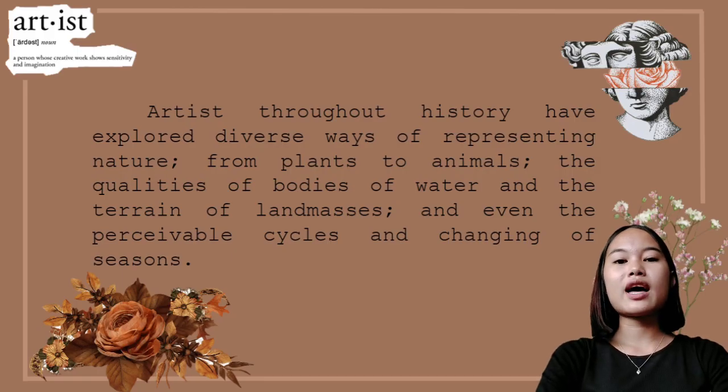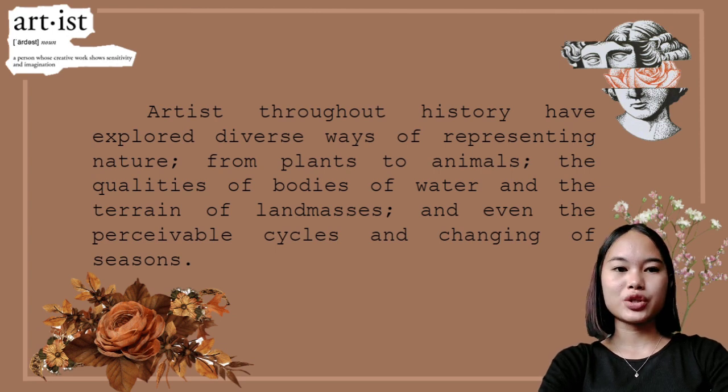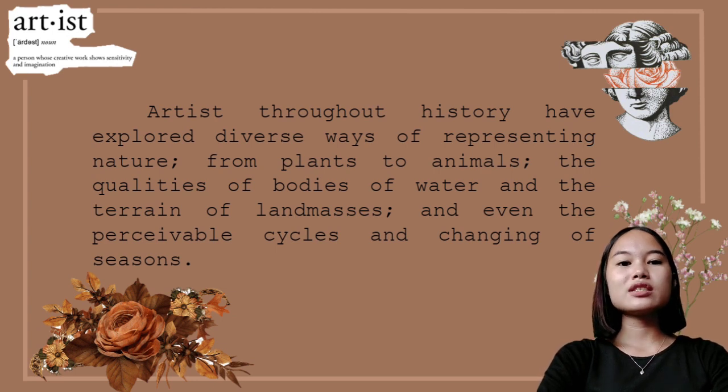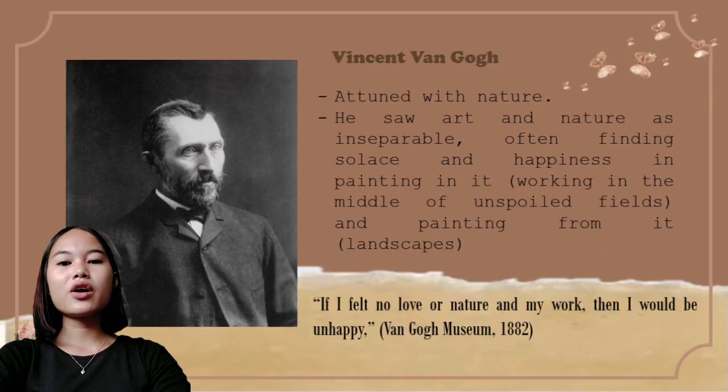Artists throughout history have explored diverse ways of representing nature, from plants to animals, the qualities of bodies of water and the terrain of land masses, and even the perceptible cycles and changing of seasons. Often, these depictions are seen as expressions of the sacred, by reality or supplemented by the artist's imagination. One artist who was attuned with nature was Vincent van Gogh. He saw art and nature as inseparable, often finding solace and happiness in painting in it and painting from it.